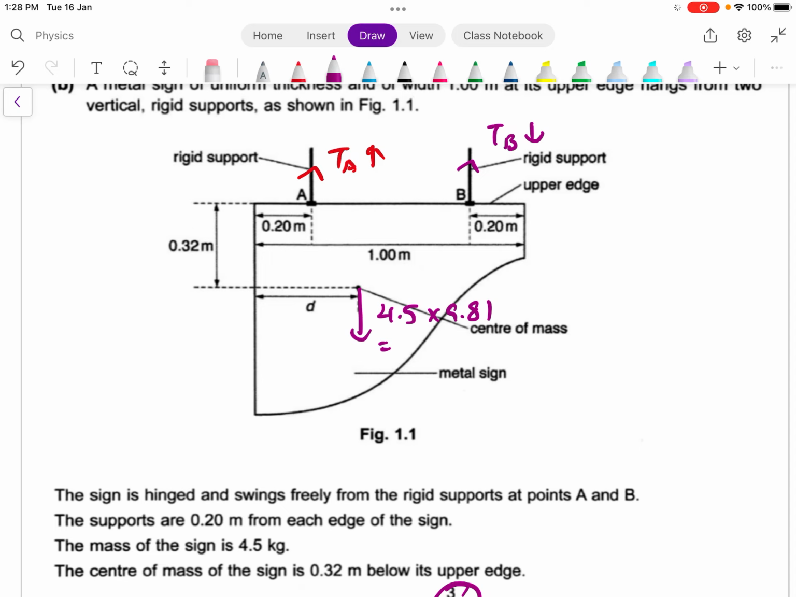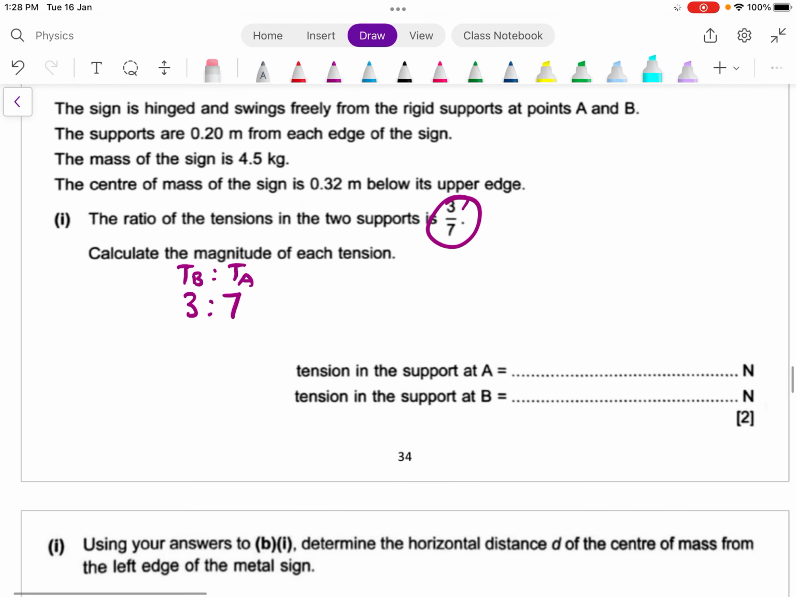Let me just do a quick calculation. So the weight is roughly 44.145 Newton. So the sum of tension TA plus tension TB must be equal to the total downward force, such that there's no resultant force in the vertical direction. So I just put TA plus TB is equal to 44.145 Newton.